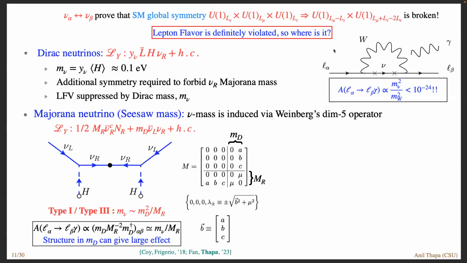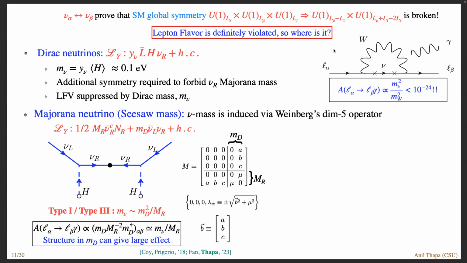So what if it is a Majorana neutrino? Let's take the seesaw case. Neutrino mass is induced by the Weinberg dimension 5 operator. You add the right-handed neutrino, but you write this M_R nu_R term, the Majorana mass term. This is again one of the topologies I mentioned before, just reversed: LLHH is the diagram. The neutrino mass is proportional to M_D squared over M_R, where M_D is the Dirac mass term and M_R is the new physics scale you introduced. The amplitude for lepton flavor violation, such as mu to e gamma, is proportional to m nu over M_R.